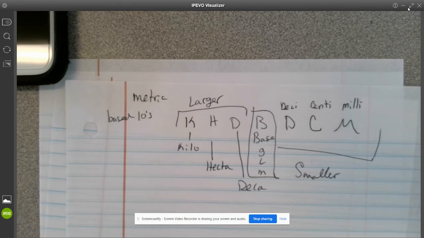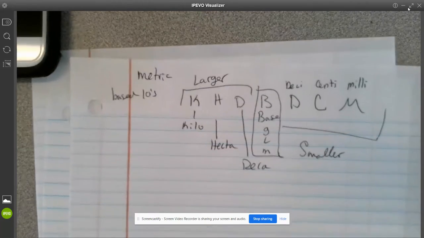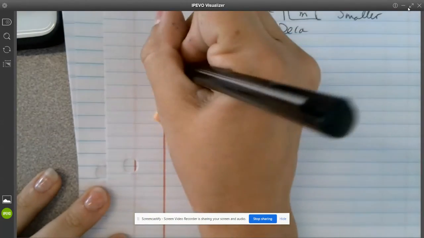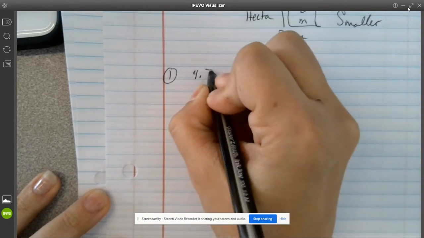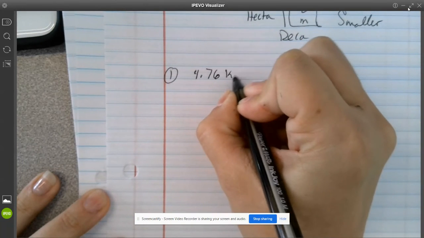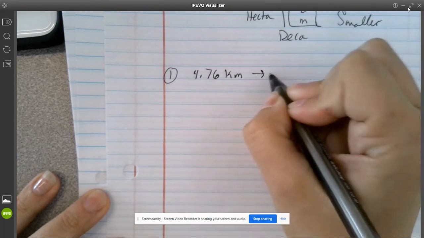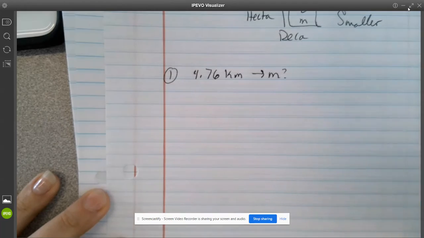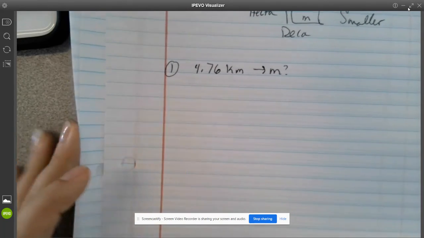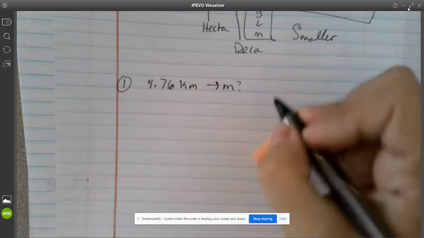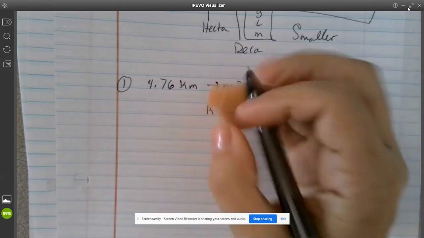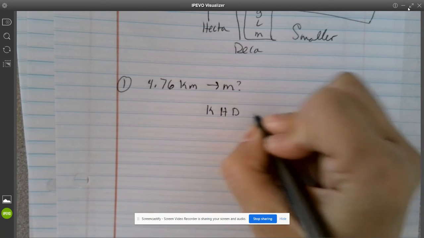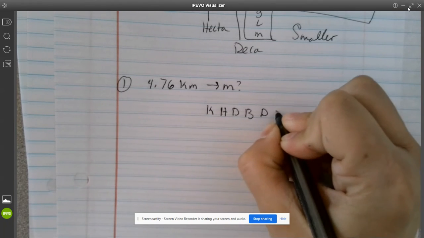So if we're going to look at the first example, this is going to be on slide 3. Our first example was converting 4.76 kilometers to meters. How would we do that? Well, this goes back to the metric line that we had just written, KHDBDCM.